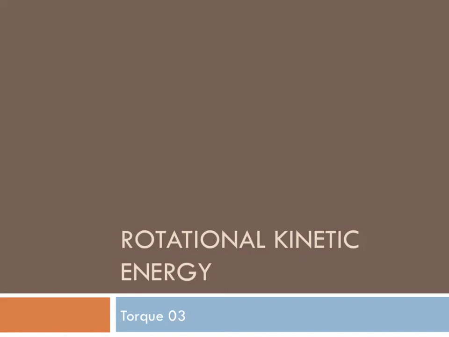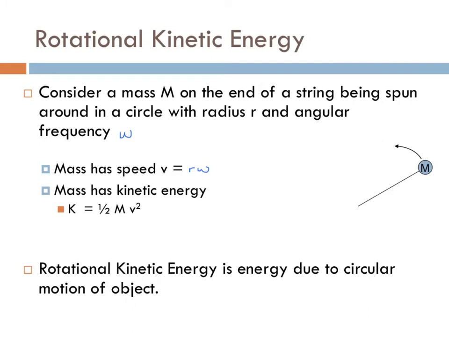This video covers rotational kinetic energy. Rotational kinetic energy is energy due to circular motion of an object. So let's say an object is rotating about its center. Now, its center itself is not moving, so it's rotating about a fixed axis.